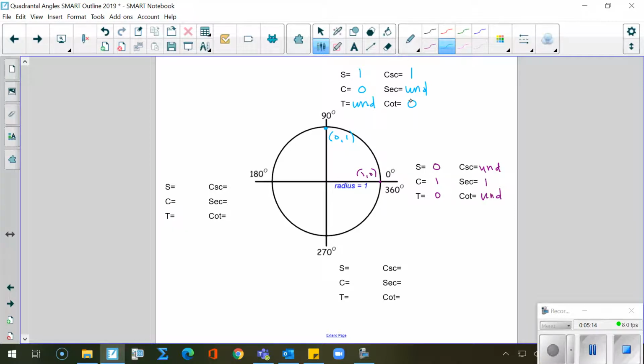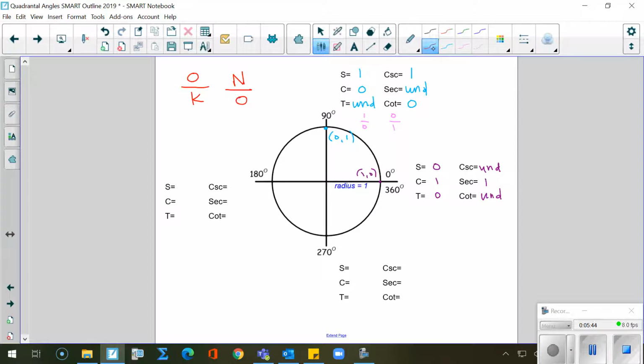And again, I'll refresh your memory. Undefined came from 1 over 0. The reciprocal of 1 over 0 is 0 over 1. And here's a good little trick I have seen to help us remember. 0 over anything else is okay. 0 in the denominator is a no-no.